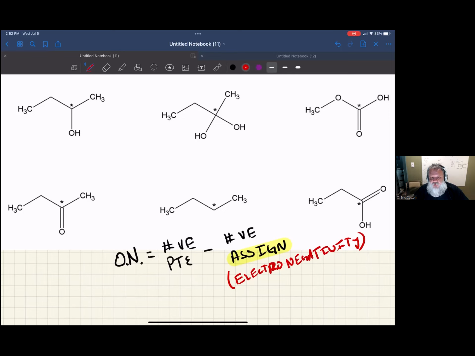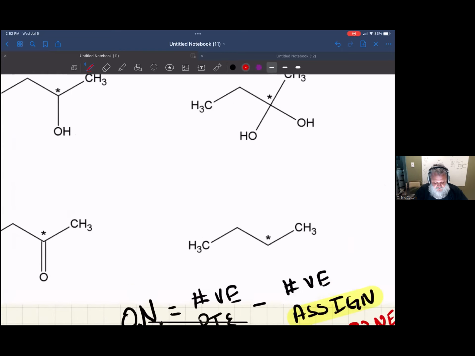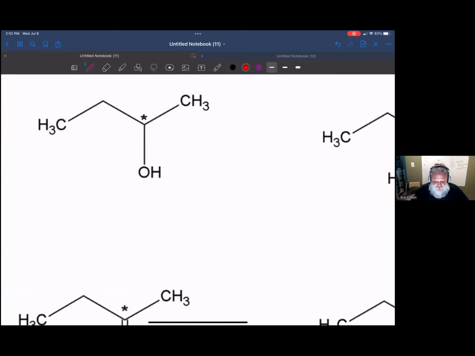This is a much more elegant way to calculate oxidation numbers because you don't have to deal with the entire structure. But what you do need is a Lewis structure in order to understand the bonding. So let's take a look at how we're going to calculate these oxidation numbers. Let's look at this first structure.